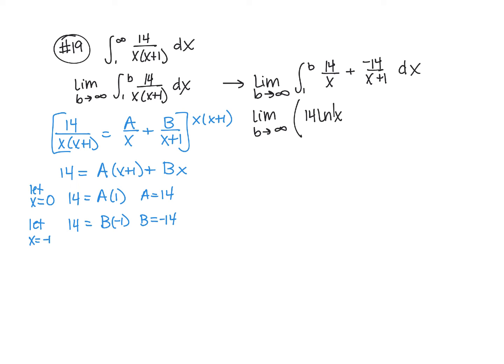So what I have now is the limit as b approaches infinity of, this one will be 14 times the natural log of the absolute value of x, and this one will be negative 14 times the natural log of the absolute value of x plus 1. All of this will be evaluated from 1 to b. So let's go do that. It's not going to be pretty, but we can do it.